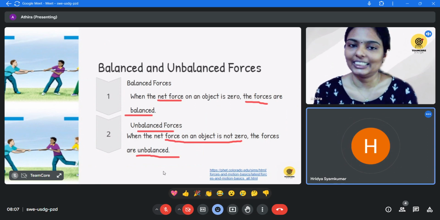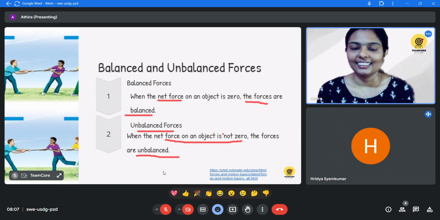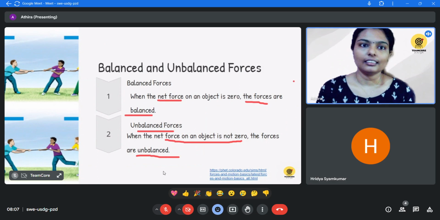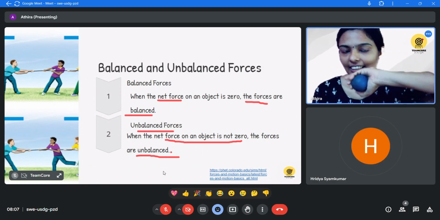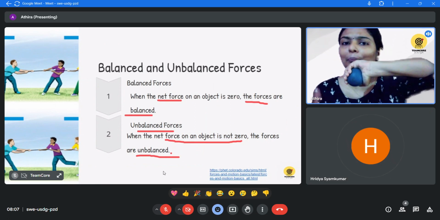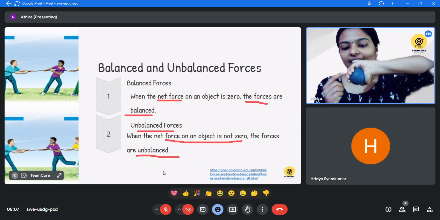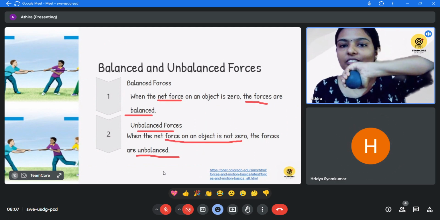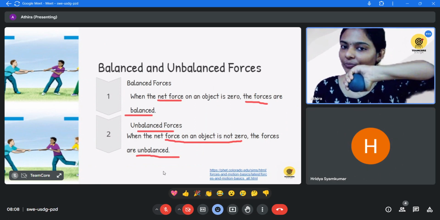Okay, so I would like to ask a question. Suppose, can you see the ball in my hand? Now I'm starting squeezing it, which means I'm applying a force here. And see, on either direction force is acting, right? So my question is, is it balanced or unbalanced force?